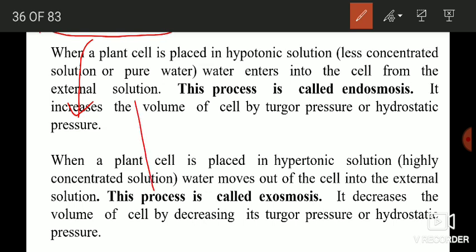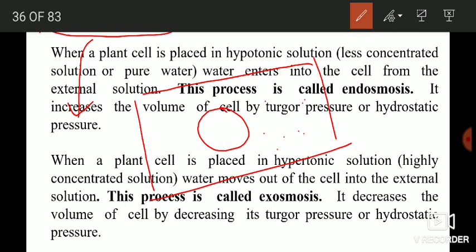In endosmosis, what happens is you are placing a cell in a hypotonic solution. Hypotonic solution means less concentrated solution. The concentration of salt here is less as compared to here in the cell. So obviously a water potential gradient exists. Water moves from the external solution into the inner side of the cell.